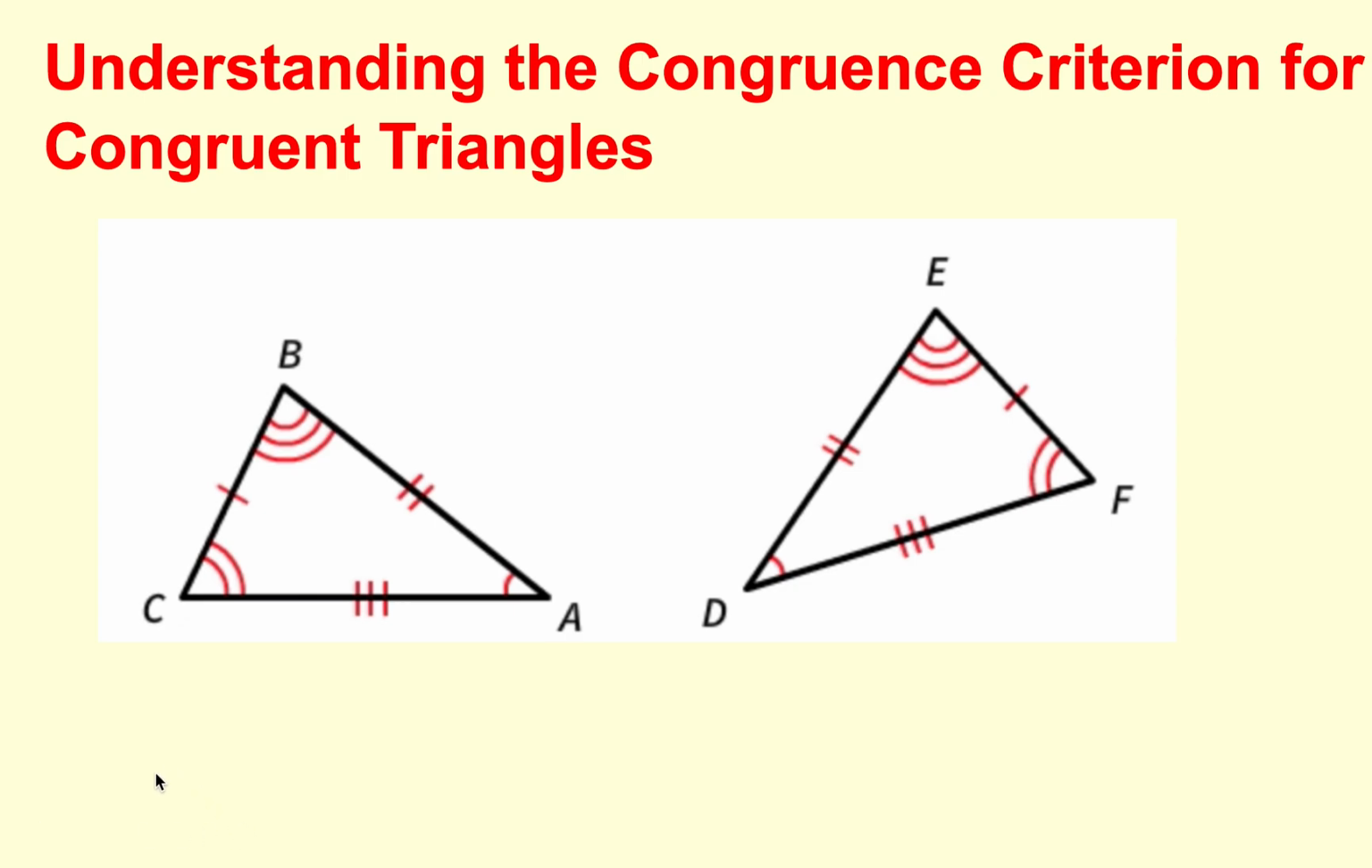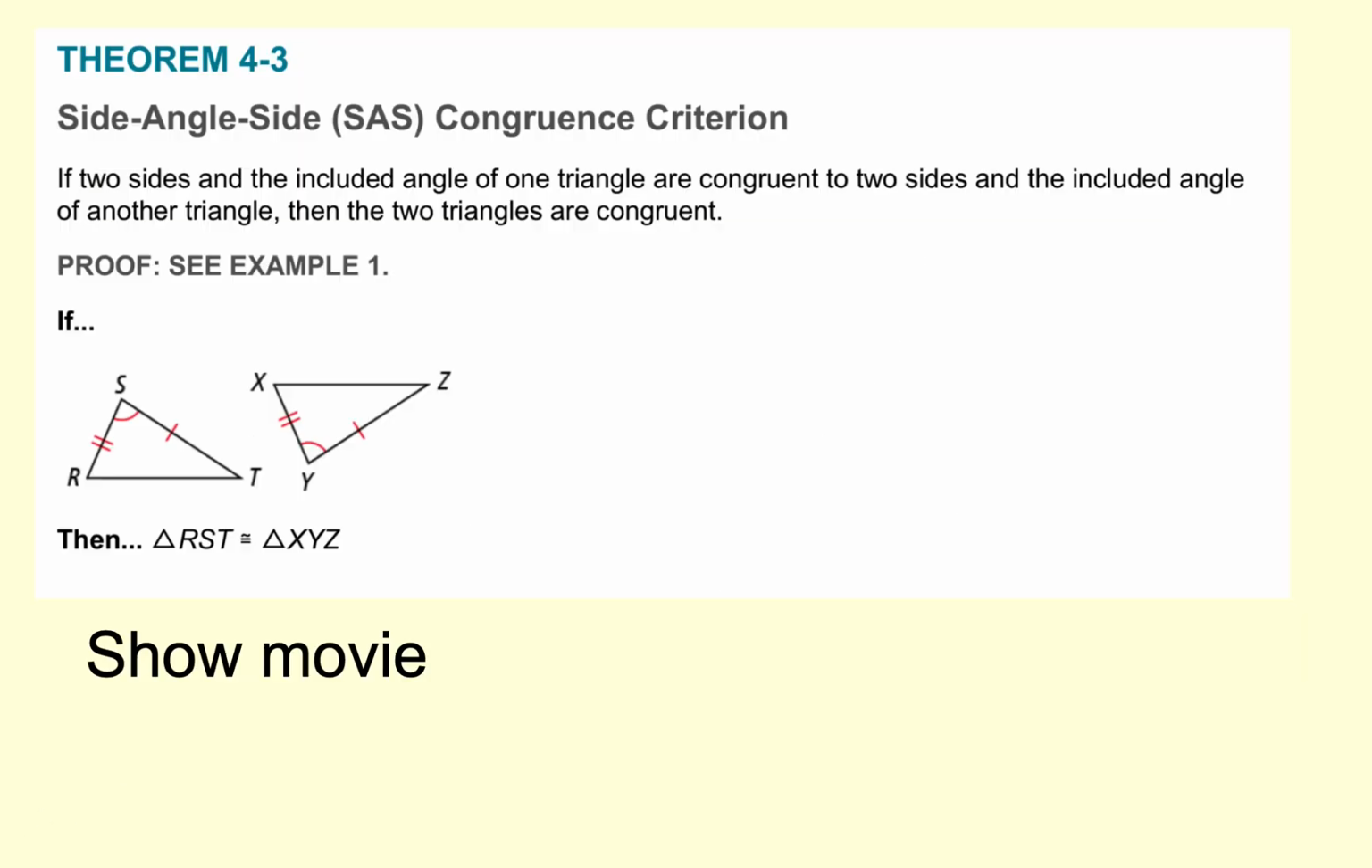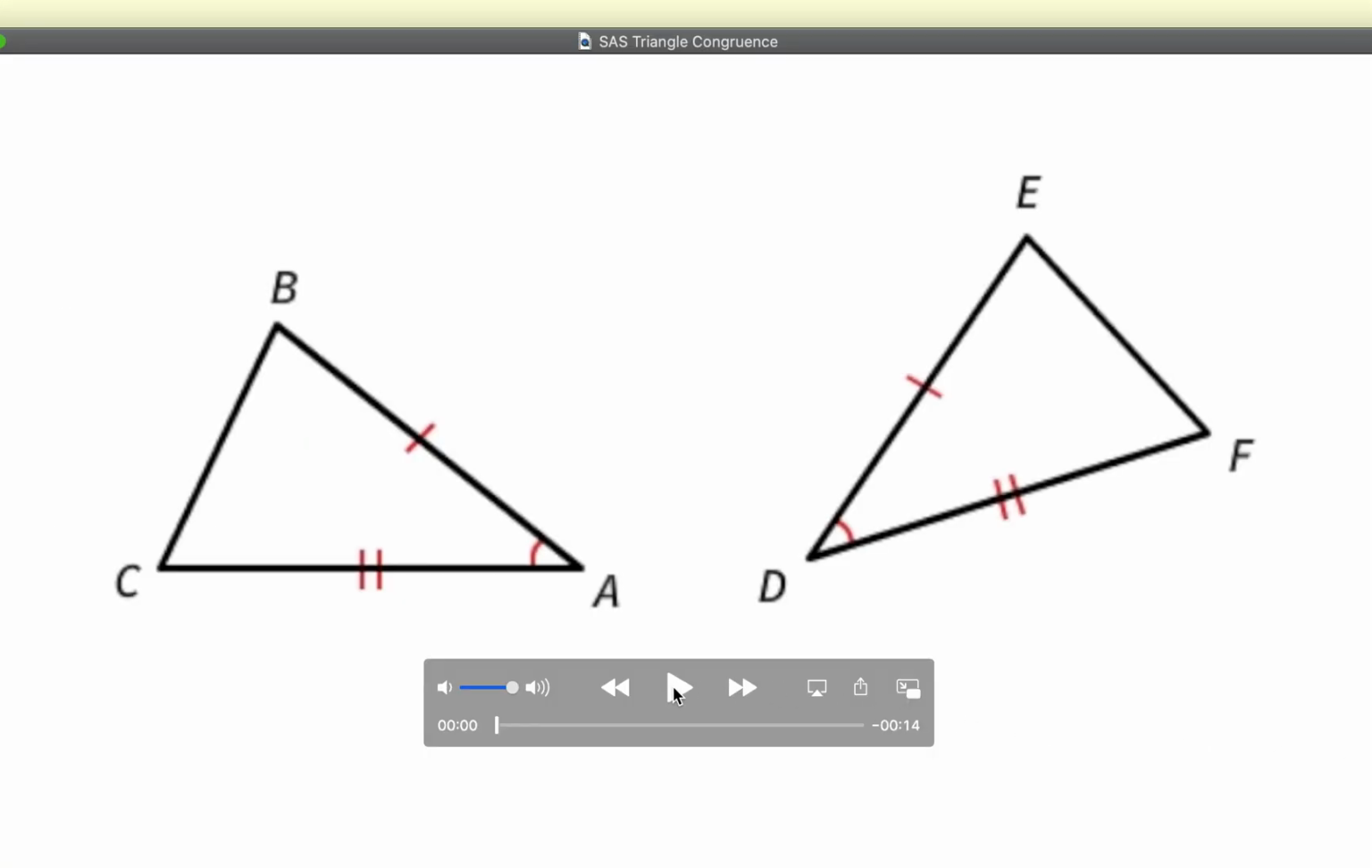Is there another way we can get triangles congruent with a lot less information? And the answer is yes. We can use what we call the SAS congruence criterion. It's where you use 2 sides and an included angle of one triangle and show that it is congruent to 2 sides and an included angle of another. Then the triangles are guaranteed to have rigid motion, and when they have rigid motion, they will be congruent to each other. Let's go ahead and look at a movie right now.